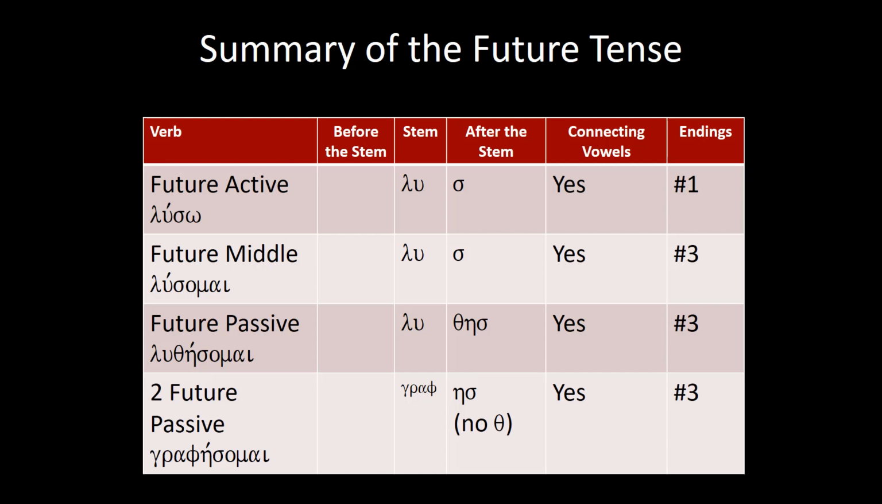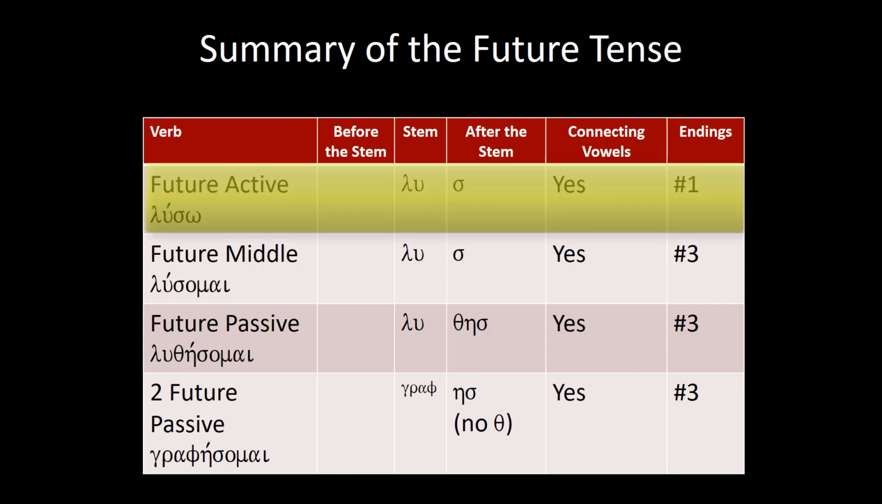So now let's look at the future tense. We learned the future tense pretty early on. The big key for future is this sigma. Sigma is a great key for the future tense. So what we had was the verb stem plus sigma, that future tense key. Notice it's in every single one of these columns, that sigma. We have connecting vowels, and then we have our endings. The number one endings you learned with the connecting vowels built in: o, eis, ei, omen, ete, ousi. And then the number three endings: omai, ei, etai, ometha, esthe, ontai.